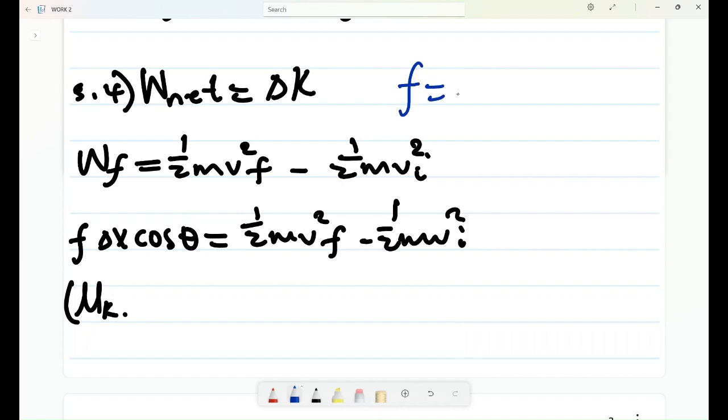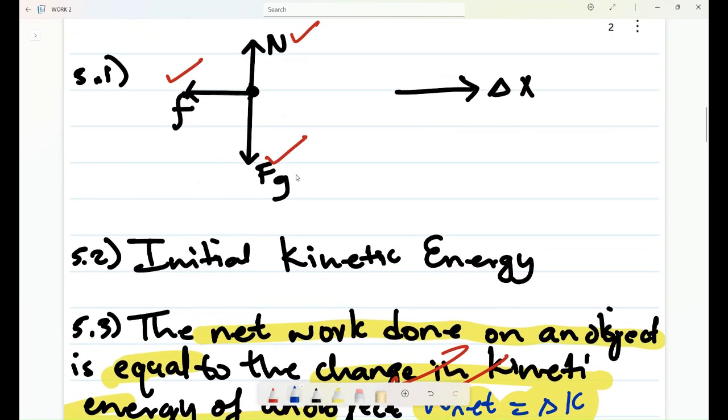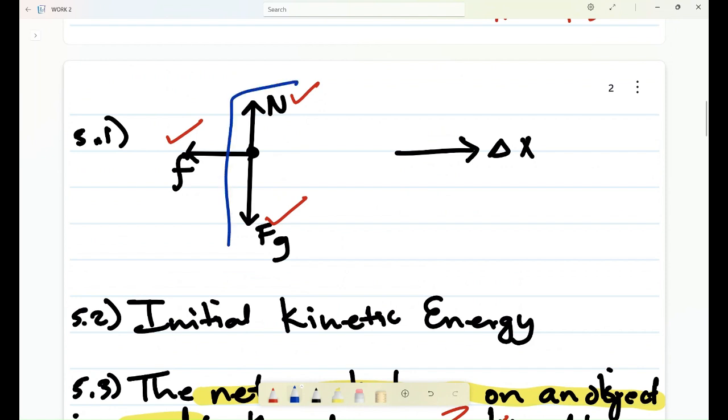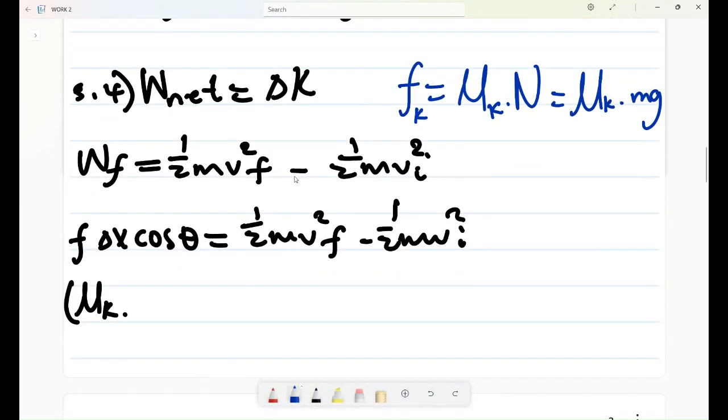Friction, let me say fk, equals mu k multiplied by the normal force. But I know what the normal force is. The normal force is equal to mg in this case. So instead of the normal force, what do I substitute? Mg.